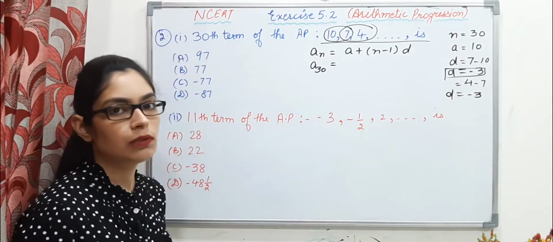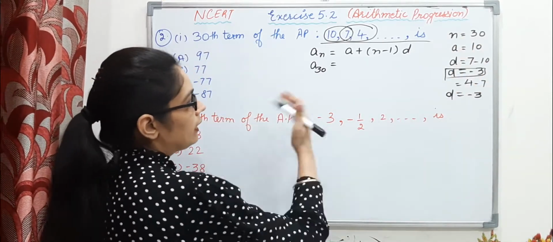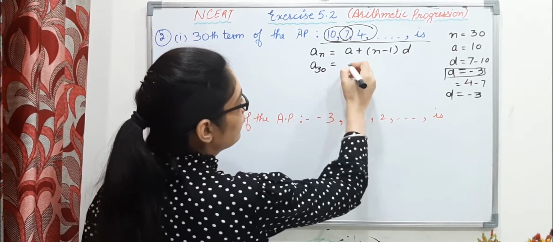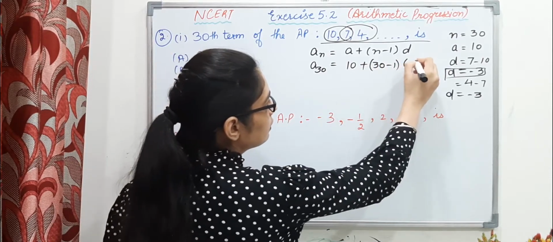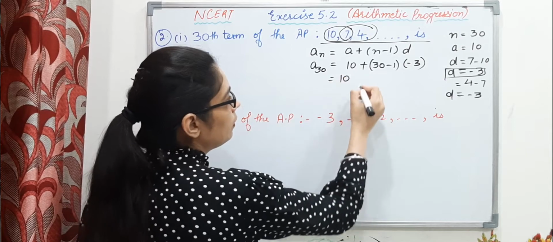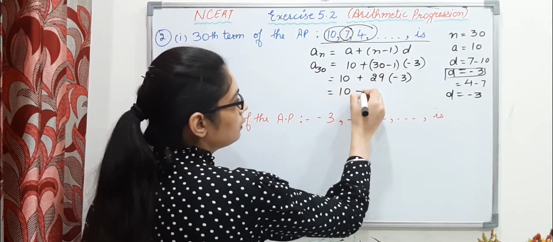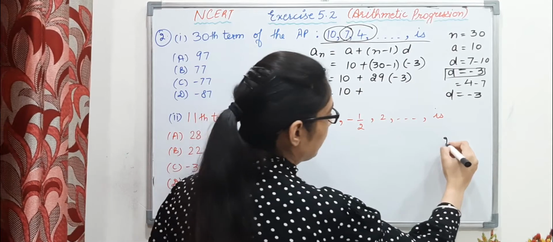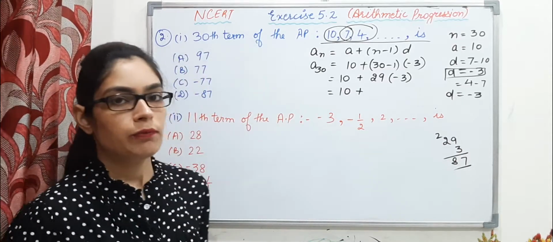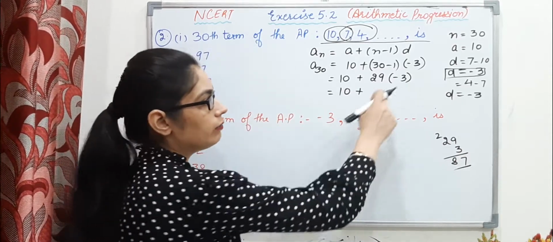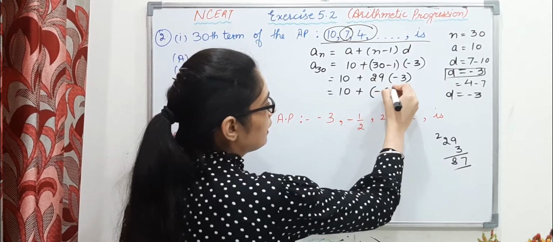Now accordingly we can substitute the values. n is given to us, a is there and d is there. n we have to find, a30. So a is 10 plus n is 30 minus 1, d is minus 3. 10 plus 30 minus 1 is 29 into 3. 10 plus 29 into minus 3, we can multiply 29 into 3. This is 87, but whenever we multiply a positive number with a negative number, the answer is in minus form. So 29 into minus 3 will be minus 87.